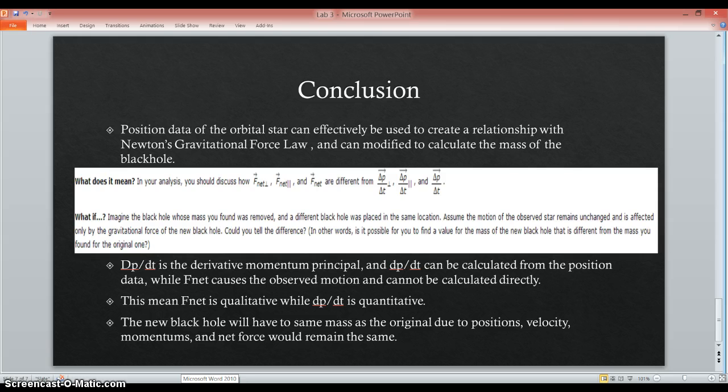This lab effectively showcased that Newton's gravitational force law and the fundamental principle can be used to go in reverse in the process and obtain a value, and in this case, mass.